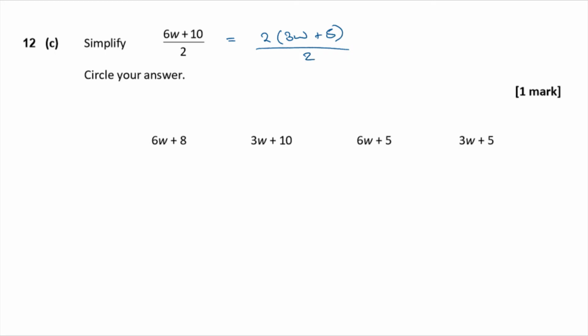And now I've got factors on the top that I can cancel with factors on the bottom. So those two are going to cancel each other out, and that just leaves me with 3w plus 5. So that's my answer then. It's that one, 3w plus 5.